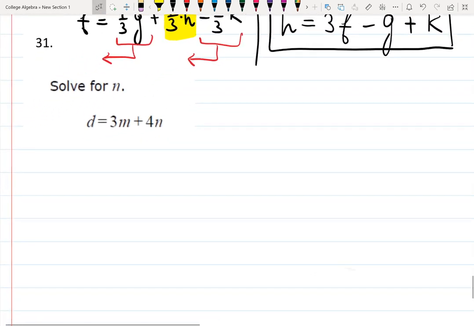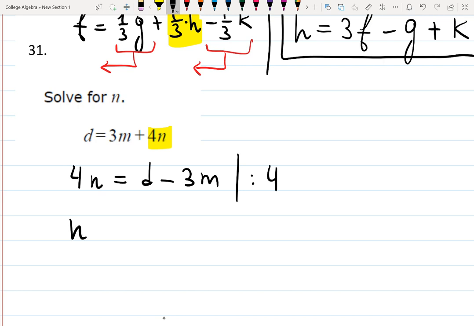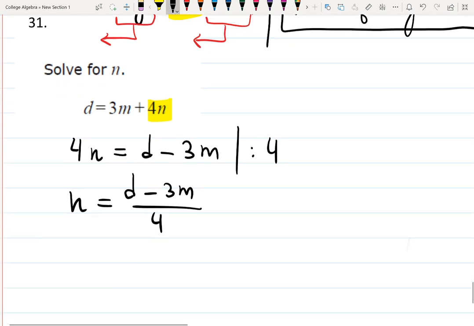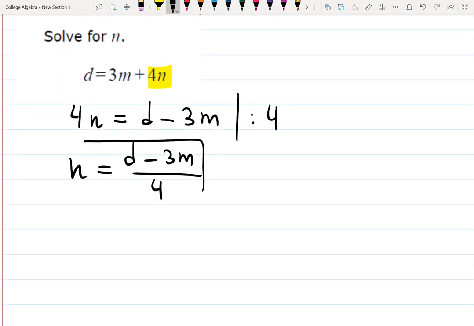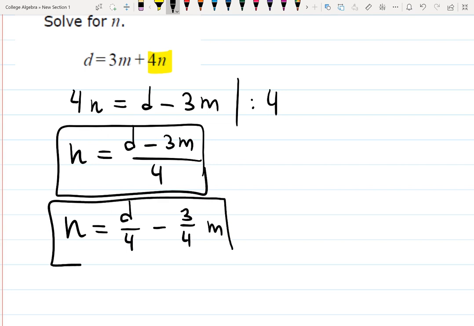And in the last example, we want to solve for n. The idea is still the same. I first need to isolate 4n. 4n equals d minus 3m. Then I'm going to divide by 4. N equals d minus 3m all over 4. You don't have to do all over 4, but this is already a good answer. You can also say n equals d over 4 minus 3/4 m. That is the same thing with the common denominator or not. The answer is the same.